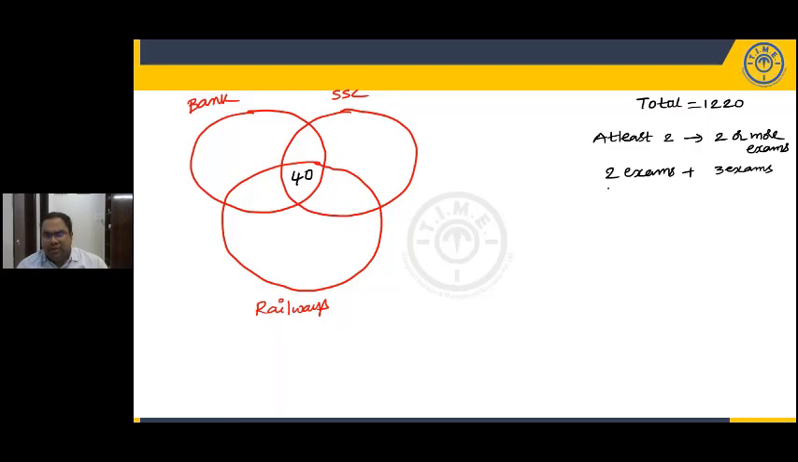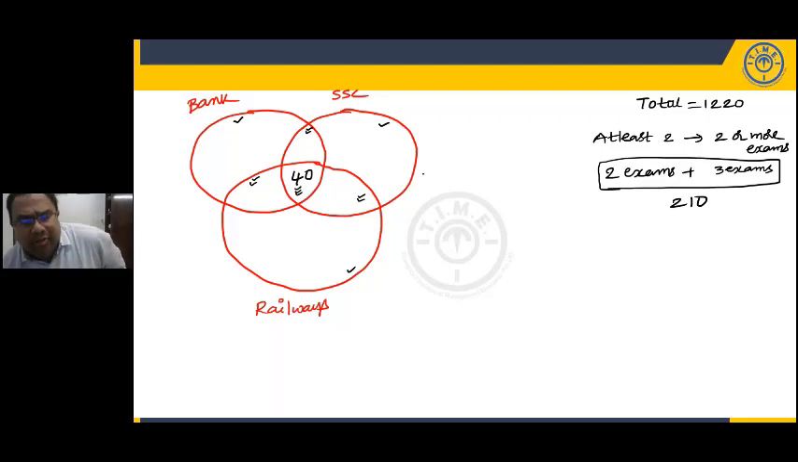The total of students who are writing 2 exams and all 3 exams is 210. That's the given information. This is students who write exactly 1 exam. This is the region where students write 2 exams, I'm putting 2 tick marks. Wherever you find 3 tick marks, this portion is students who write all 3 exams. Single tick mark, 1 exam; 2 tick marks, 2 exams; this is all 3 exams.